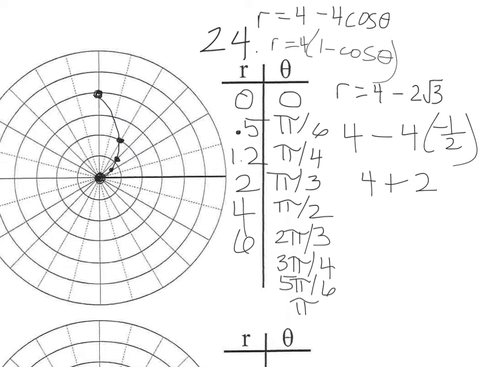Next one, 3 pi over 4. We plug that one in. So that'd be 4 minus 4. And when I plug in the 3 pi over 4, that would give us a negative root 2 over 2 for the cosine. So now we have 4 plus 2 root 2. And that will give us about 6.8.